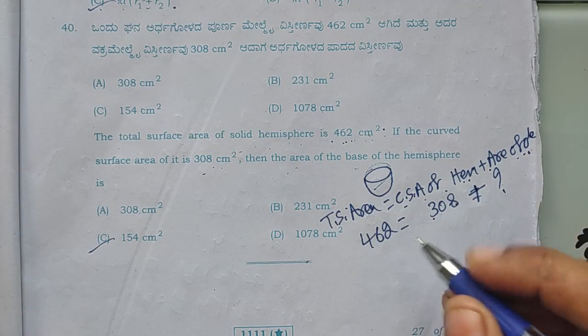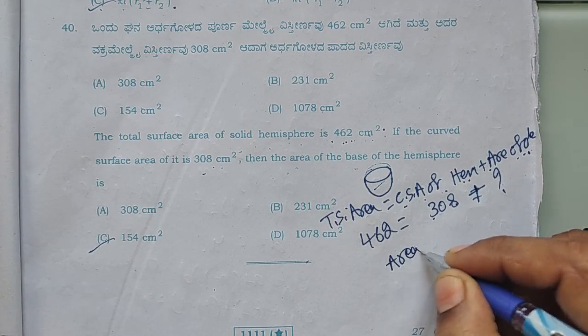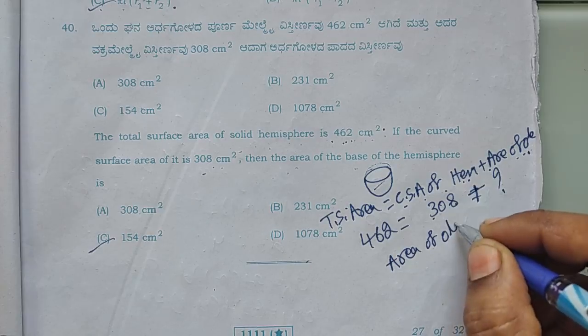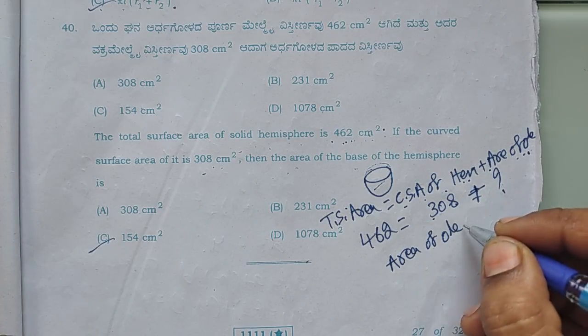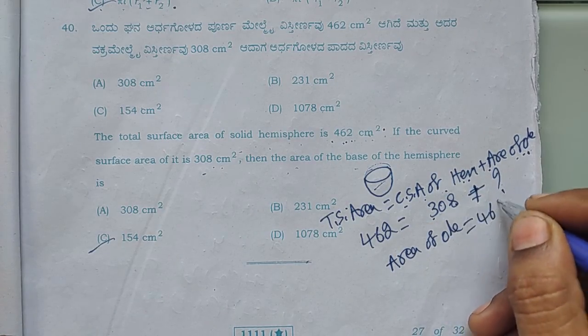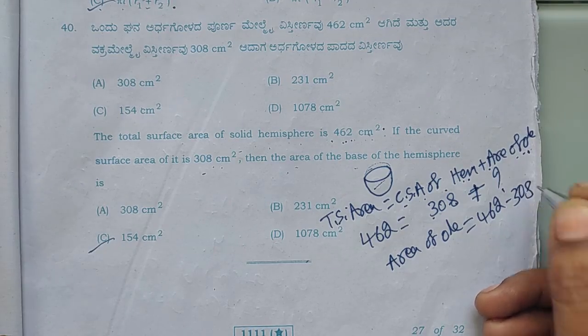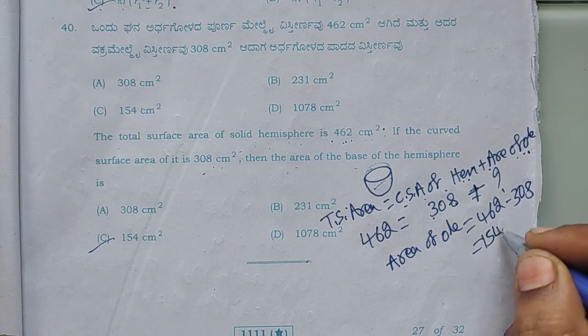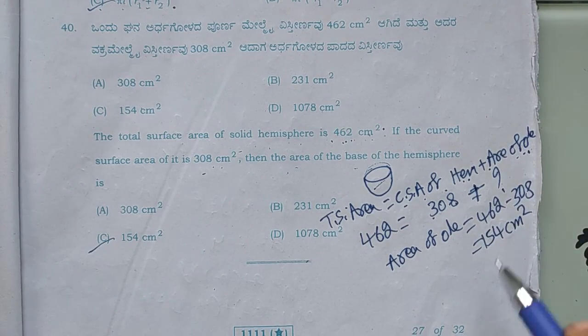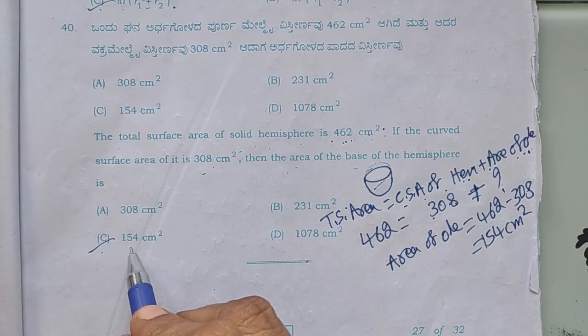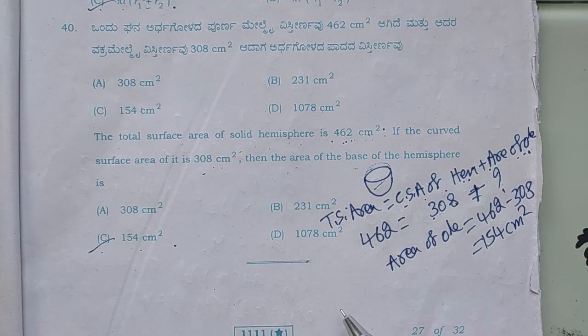So send this 308 this side. Area of circular base, base of a hemisphere will be circular, right? Is equal to 462 minus 308. That will be 154 centimeters square. So your answer is option C, 154 centimeters square.